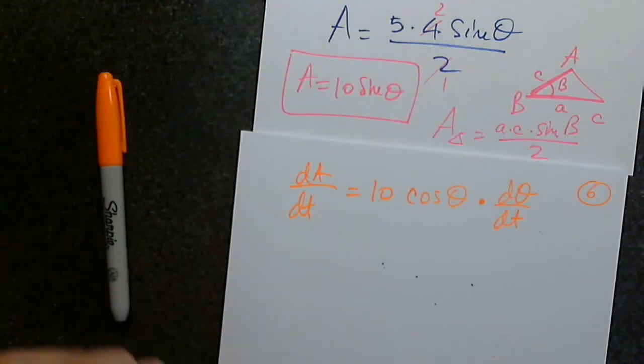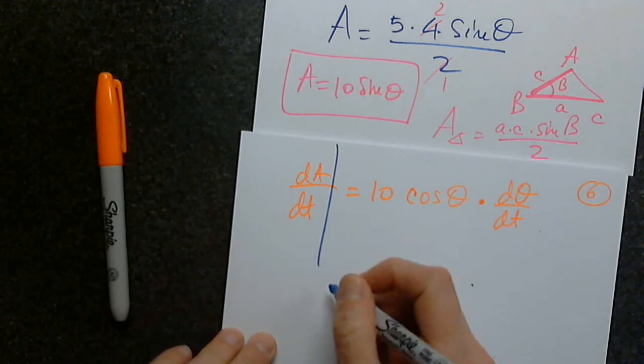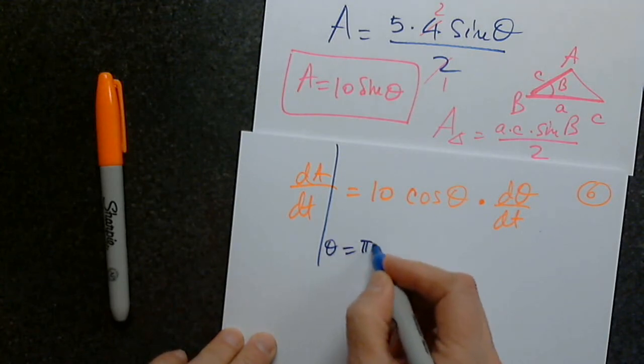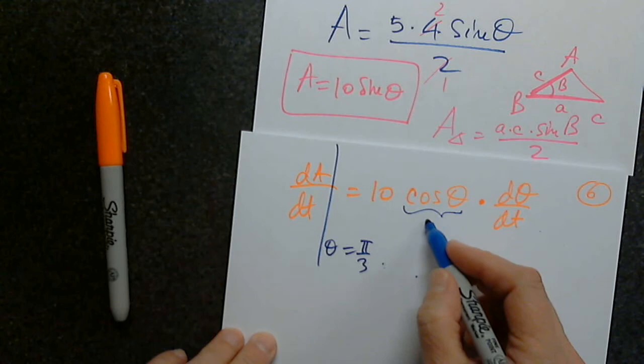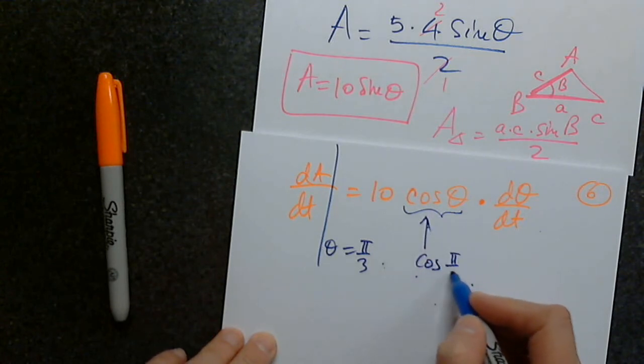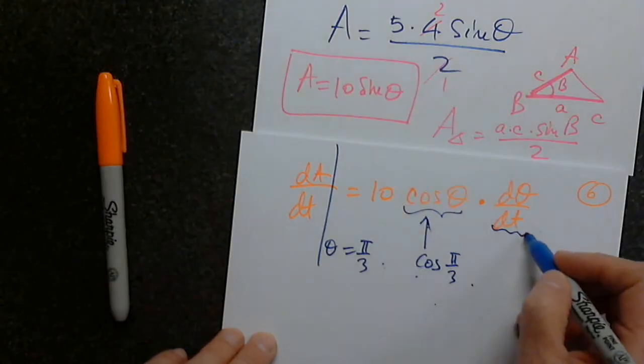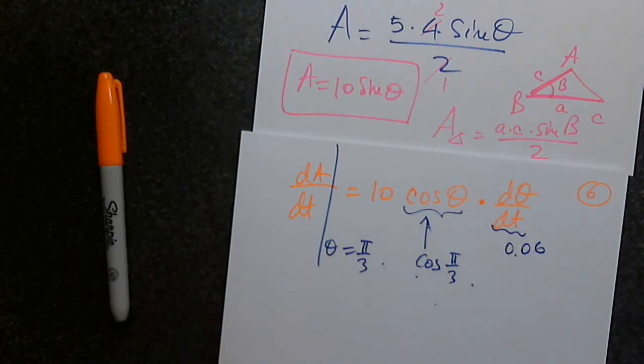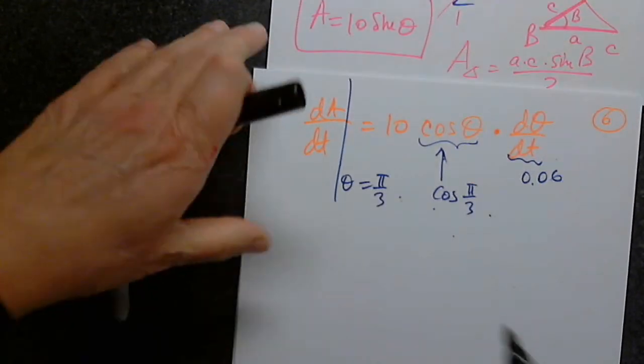So when theta equals pi over 3, this will become cosine pi over 3. And d theta over dt is given to us as 0.06 radians per second. So cosine pi over 3 is, it's the biggest angle. It has to be the opposite of sine pi over 6. 1/2. Let me show you the little table one more time.